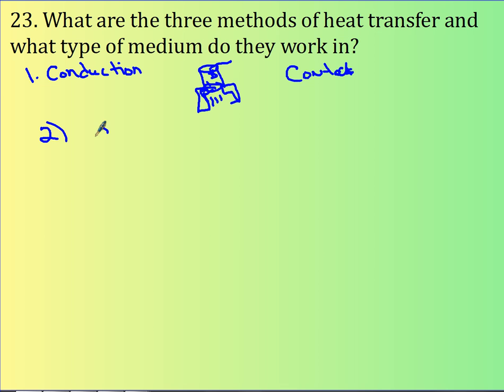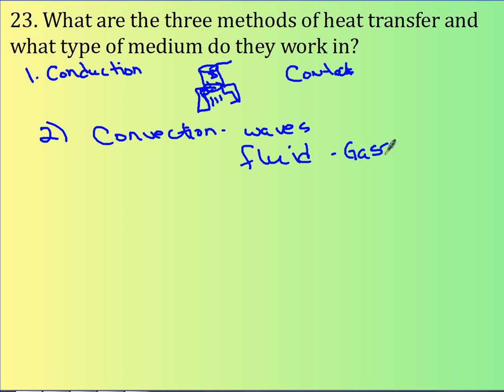Second, convection. Convection is always done through waves. So this tends to be done through fluids, gases, liquids. Convection is when the hot air rises and then begins to cool, becomes denser, sinks, and you get this circular flow. There's always going to be a flow for convection.